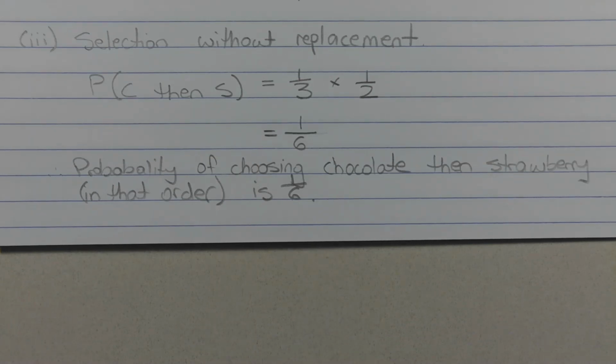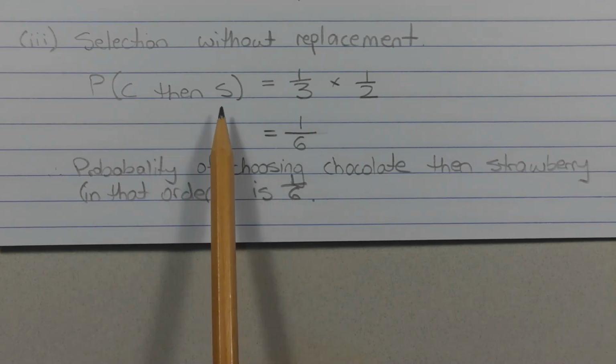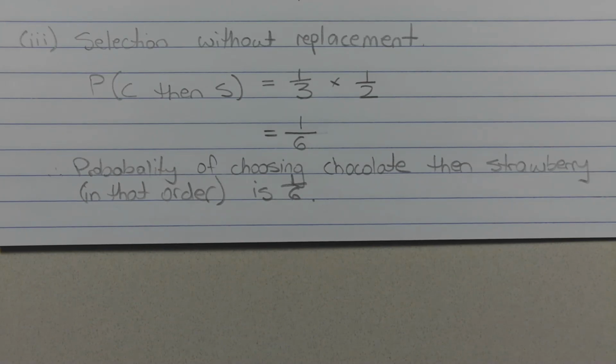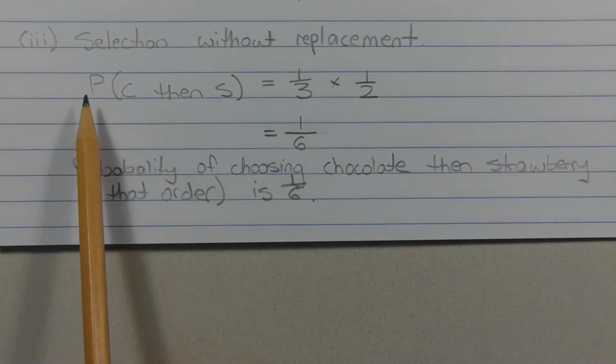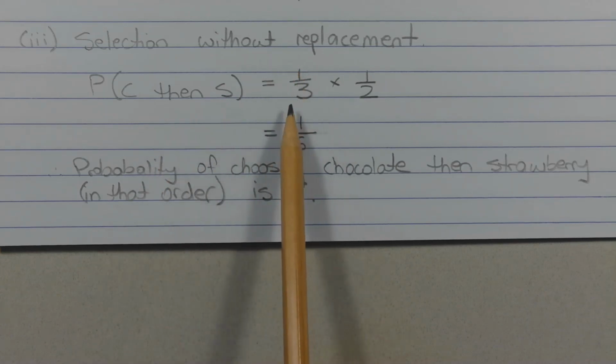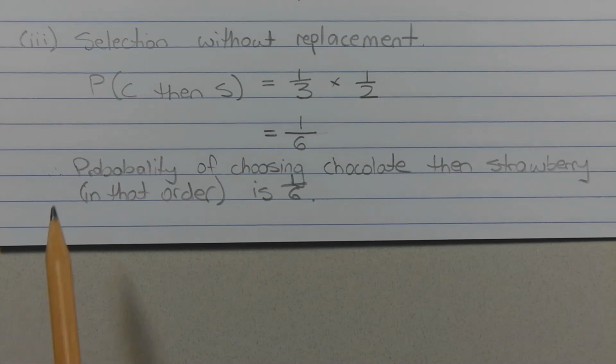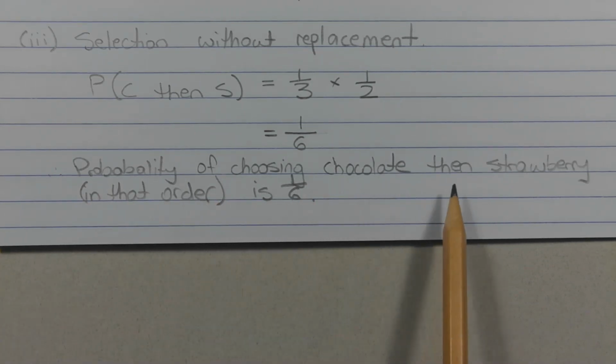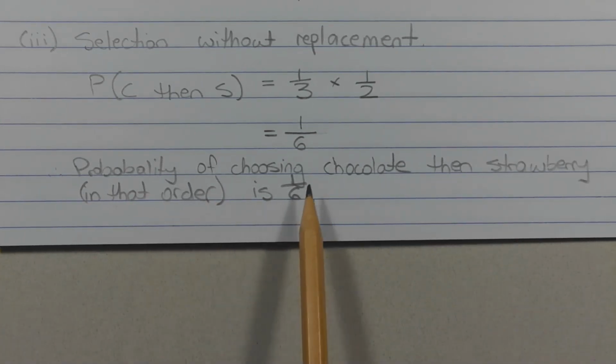That leaves a choice of either strawberry or vanilla. So Mei-Ling has a 1/2 chance of choosing strawberry in the second selection. So the probability that Mei-Ling chooses chocolate first, then strawberry, is 1/3 times 1/2, which equals 1/6. Therefore, the probability of choosing chocolate then strawberry in that order is 1/6.